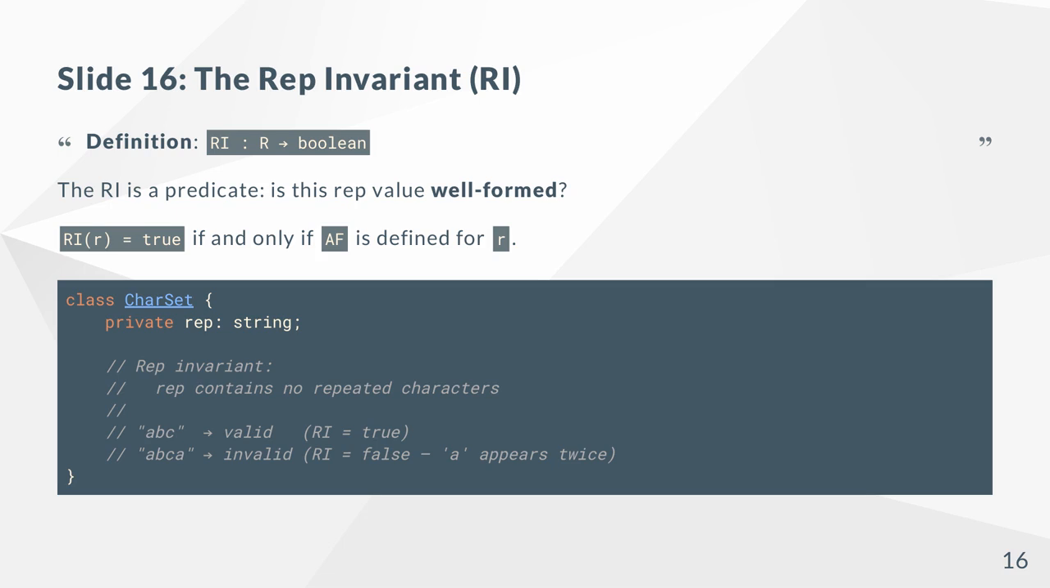The rep invariant, written RI, is a predicate on rep values. It answers, is this rep well formed? RI of R is true if and only if the AF is defined for R. For CharSet, the RI says, rep contains no repeated characters. The string ABC satisfies the RI, valid. The string AABC violates it, A appears twice. There is no meaningful way to interpret a rep with duplicates as a set. The RI defines the green zone of valid rep values.